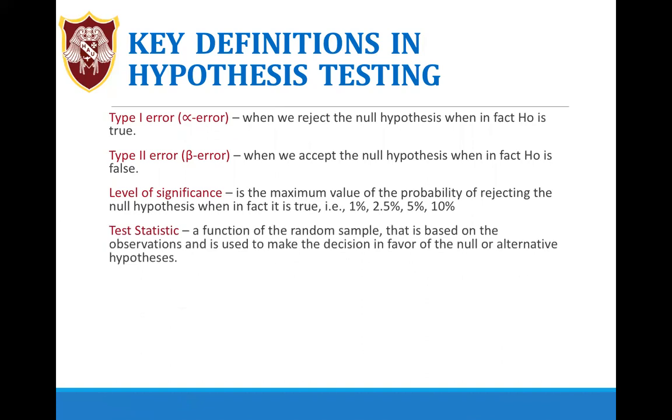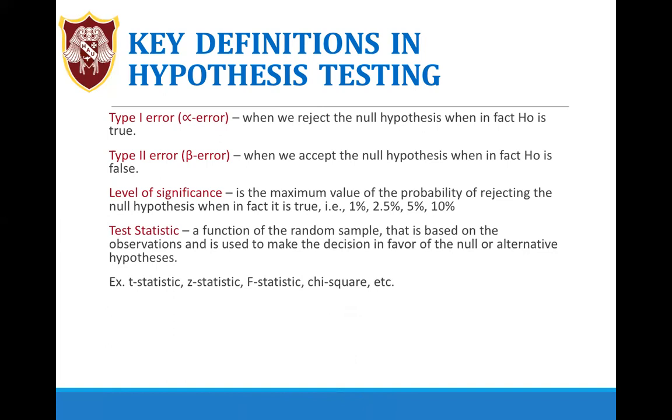A test statistic is a function of the random sample that is based on the observations and is used to make the decision in favor of the null or alternative hypothesis. Common examples of test statistics used in hypothesis testing are the t-statistic, z-statistic, f-statistic, and the chi-square.